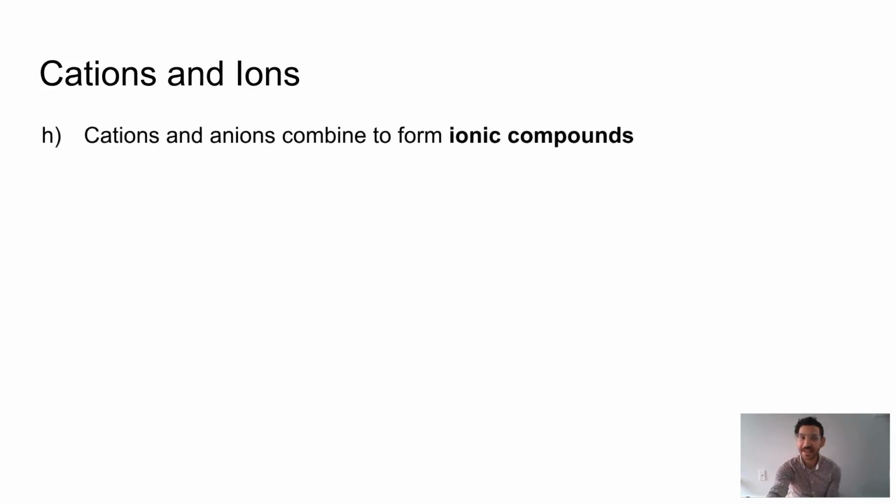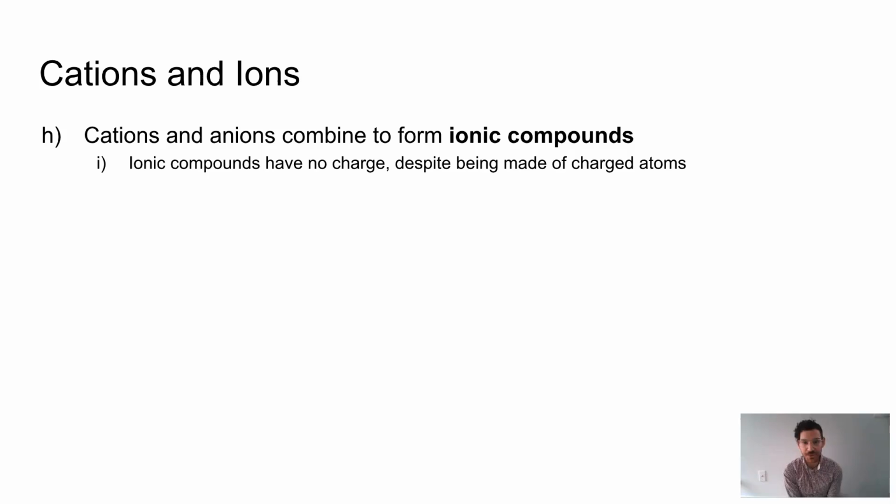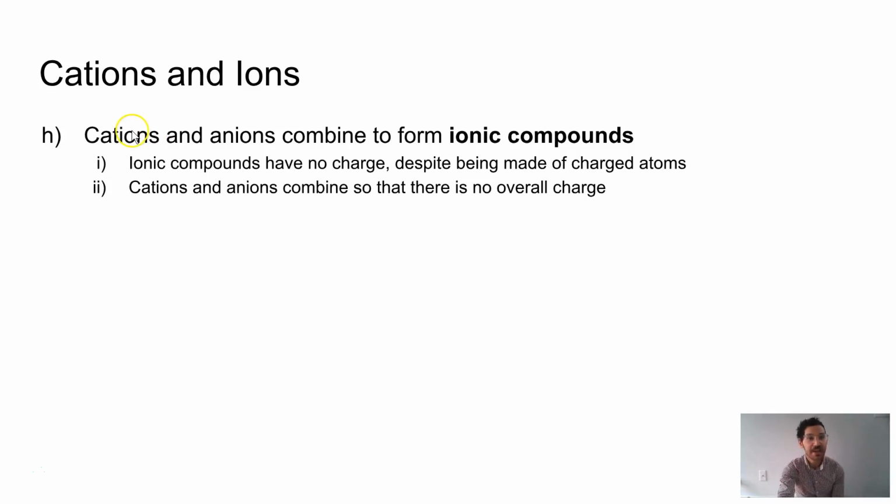But when cations and anions combine, they like to form what we call ionic compounds. A compound is more than one element combined together. And so ionic compounds are interesting because they have no charge. They're neutral, despite being made of charged atoms. So when cations and anions combine, there's not going to be any overall charge. What we're going to see is the positive cation is going to balance out that negative anion.